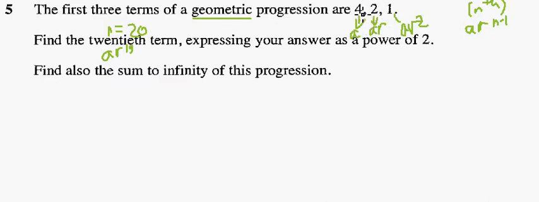For this one, the first term, a, is clearly 4, and then what are you multiplying 4 by to get 2, and 2 by to get 1, because that's what you do in a geometric? Well, fairly obvious, it's a half. So we know that a is 4 and r is a half.